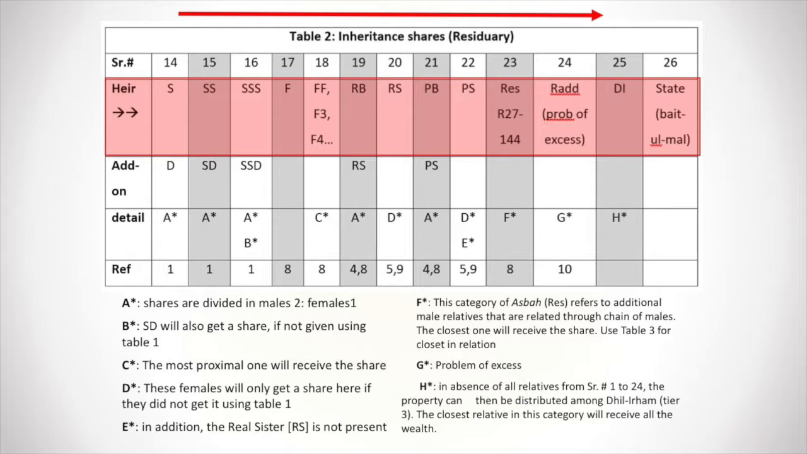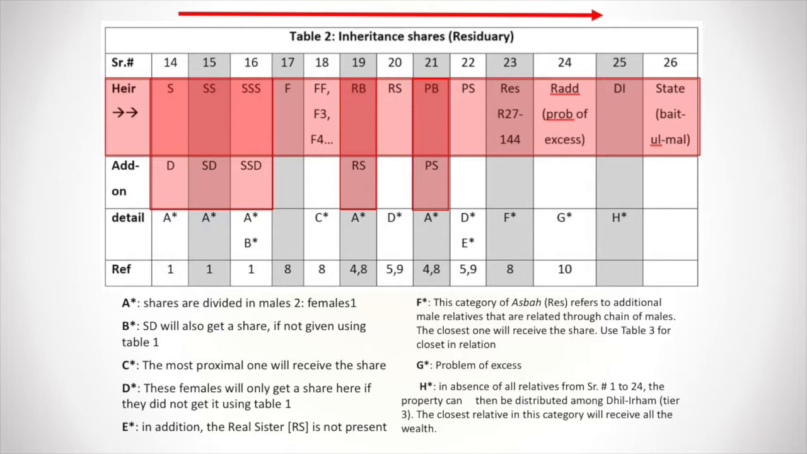Among this list, there are 5 relative categories in which their share is also divided into the female counterparts. For example, column number 14, 15, 16, 19, and 21. In these scenarios, if the male, which is son, son's son, or anyone else is present, they will also provide the share to the females.